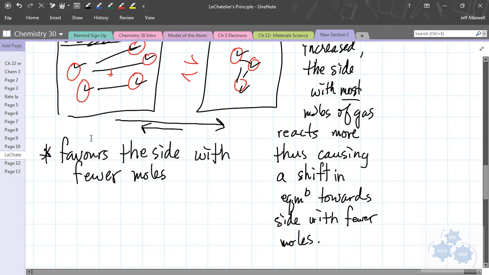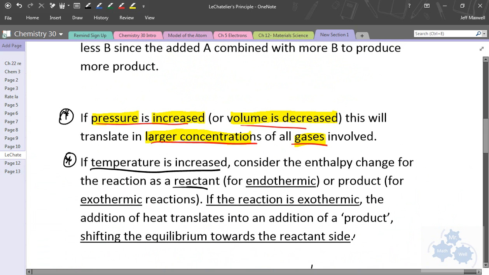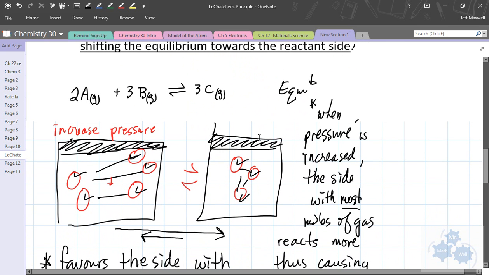So, another way to put that is it favors the side with the fewer moles. So if you have a few moles on the right side, you increase pressure, there's more production on that side. Okay? So that's a little expansion here of the pressure. Right? So if there's bits of solid over here, you just consider the moles of gas.